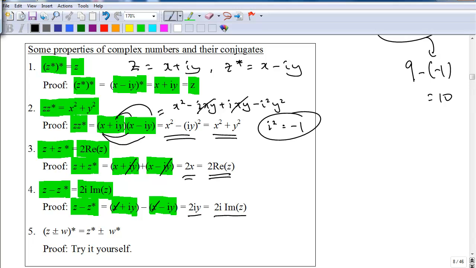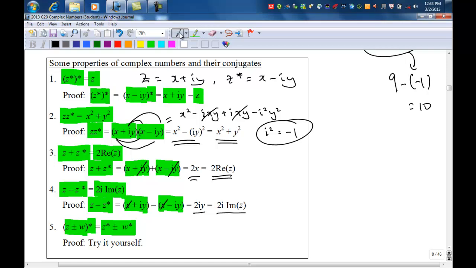Now the last one: Z plus minus w, where w is another complex number, conjugate, is the same as Z conjugate plus minus w conjugate. Remember, you don't need to prove them every time you use them, you can just code them straight away.